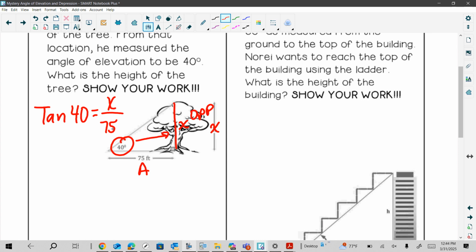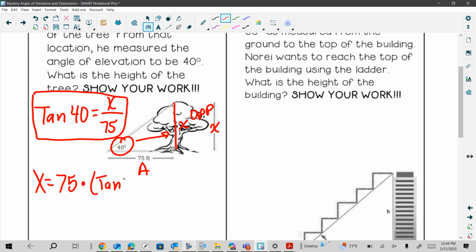And now that I see this equation, this tells me how to solve it, because the variable is on top, which means you do what to solve? You multiply. So to get my x, I'm doing 75 times the tangent of 40. And we're going to round to the nearest hundredths. This is what you put in the calculator.